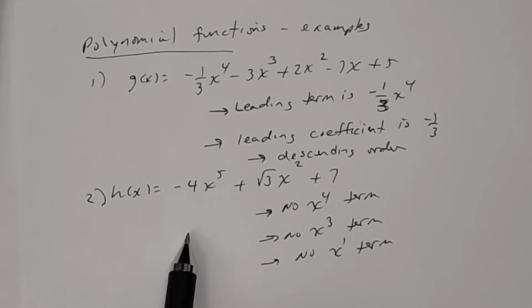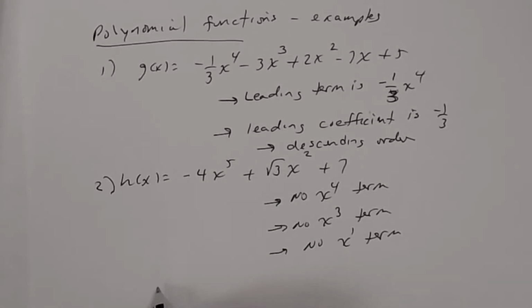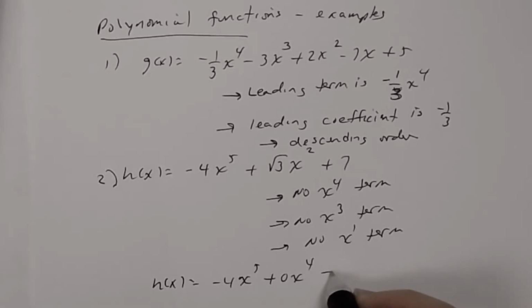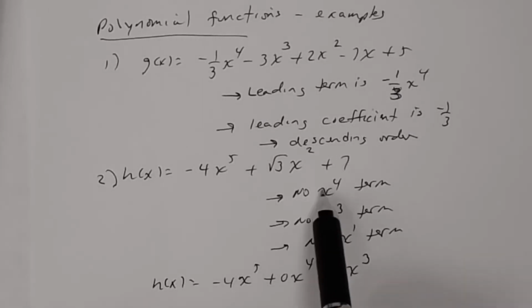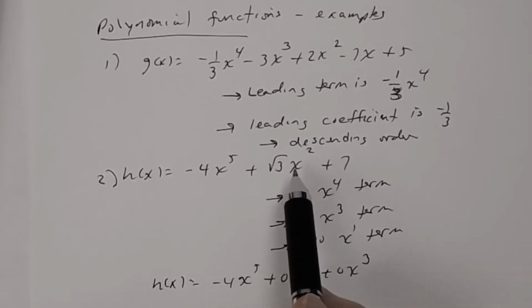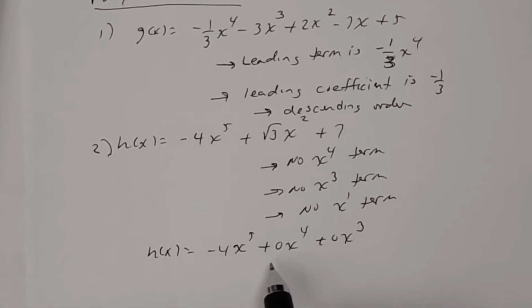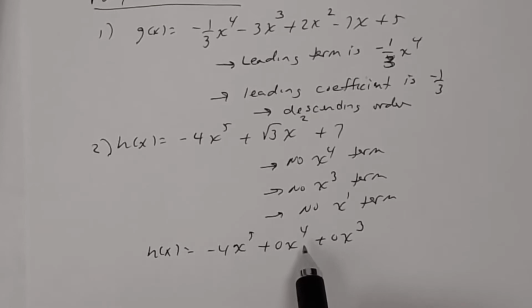All that means is this. I just want you to understand this. What that means is that h of x can also be written like this: negative 4x to the fifth plus 0x to the fourth plus 0x cubed. So when you have missing terms, that means their coefficients are 0, because 0 times x to the fourth is 0. 0 times x to the third is 0. Okay? So that's going to be important. See that right here that I wrote? That's going to be important in a future section where we have to divide polynomials. All right, so that's going to be important.